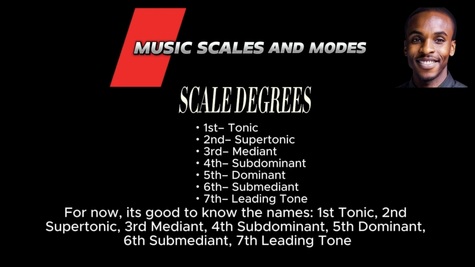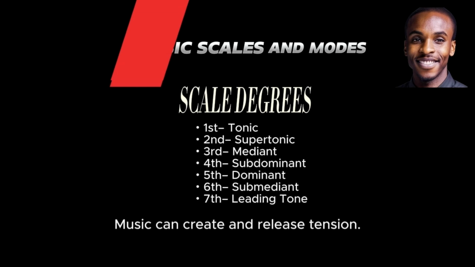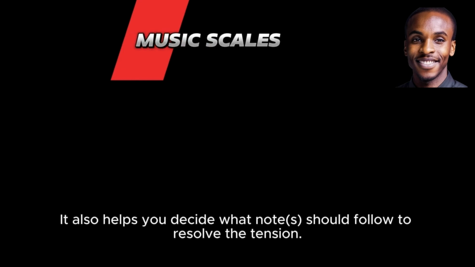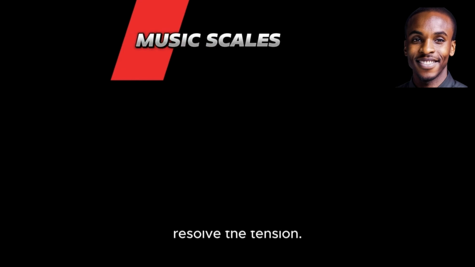For now, it's good to know the names: 1st tonic, 2nd supertonic, 3rd mediant, 4th subdominant, 5th dominant, 6th submediant, 7th leading tone. Music can create and release tension. The function of a scale degree relates to the amount of tension created. It also helps you decide what note should follow to resolve the tension.